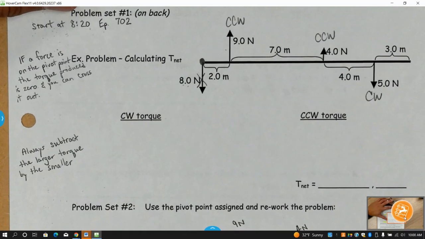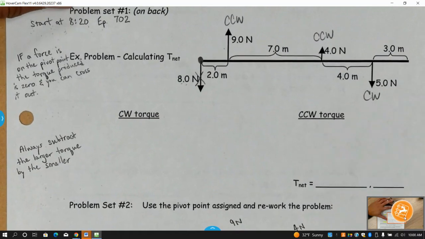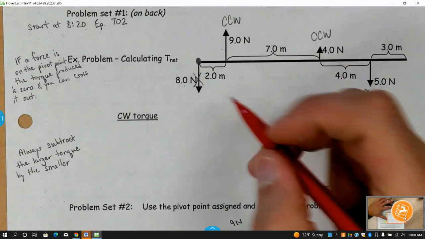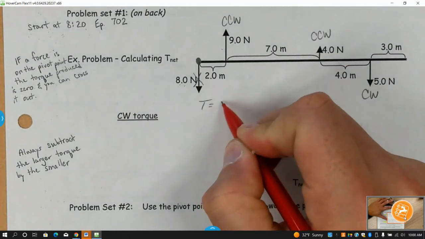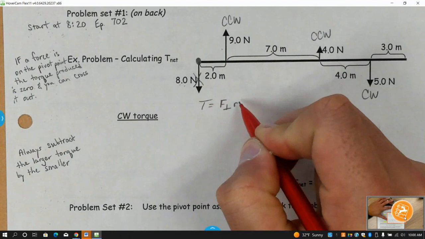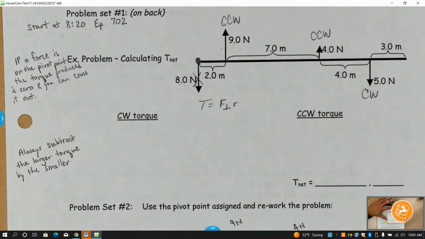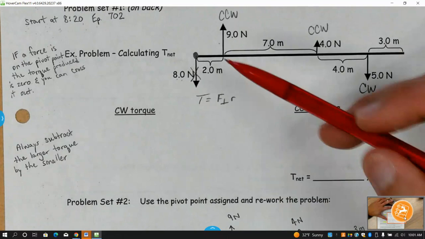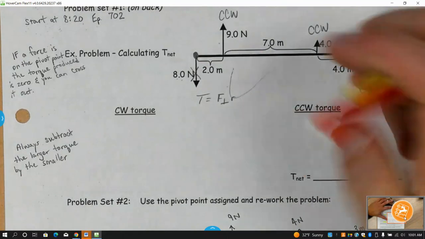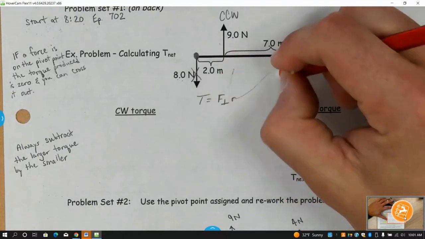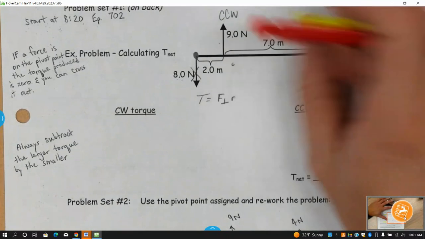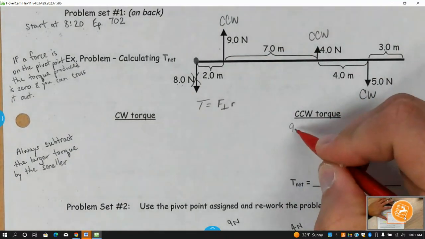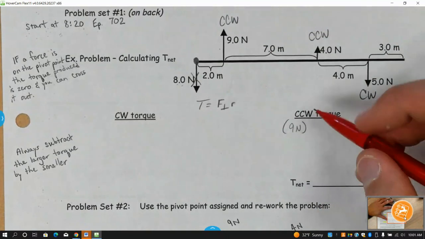Now, can you hold on before I want to make sure we get through this one. What you guys need to do here is remember that torque is equal to the perpendicular force times your lever arm. We need to figure out, let's go with our counterclockwise first. So the pivot point is here. The first force that I see from my pivot point that's not crossed out is what? Everybody? 9 newtons.